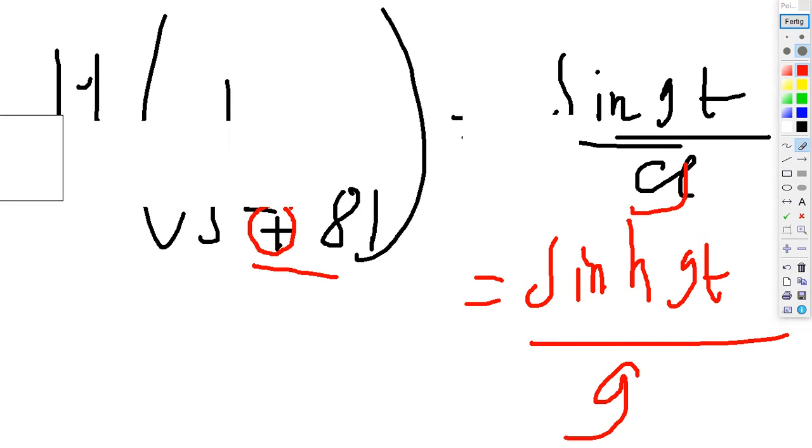I hope everyone understands this. In the next lecture, we're going to discuss the first shifting theorem, what the use of the first and second shifting theorems is for the Laplace transformation. Hope to meet you in the next class, and for this, stay tuned.